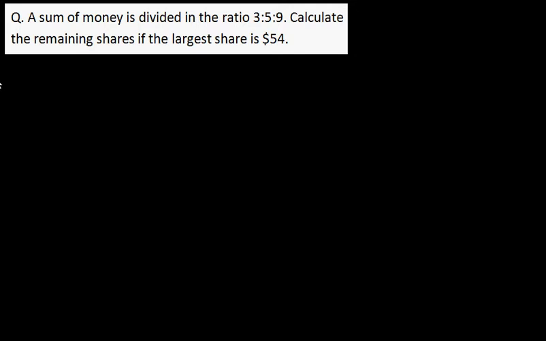So the ratios given to us are 3 to 5 to 9. Now before we move on, let's first calculate the total of these three numbers. So if we add 3 and 5 and 9 together, what do we get? 3 plus 5 is 8, and 9 added to 8 gives us 17. So this is the total.